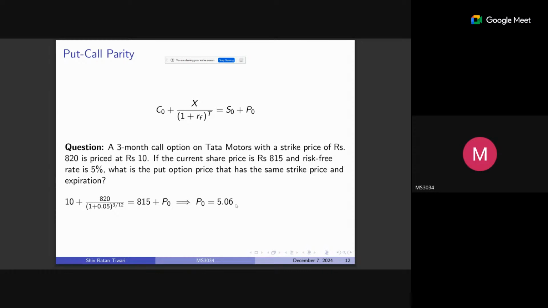So what does this mean? If your put option price is not equal to this one, then there will be a possibility of arbitrage. If it is less than this, then you go to the market and execute the strategy involving put options, and you will have free profit in this case. So in equilibrium, this price would prevail. This is the meaning of the put call parity. Is this clear to you? This put call parity.